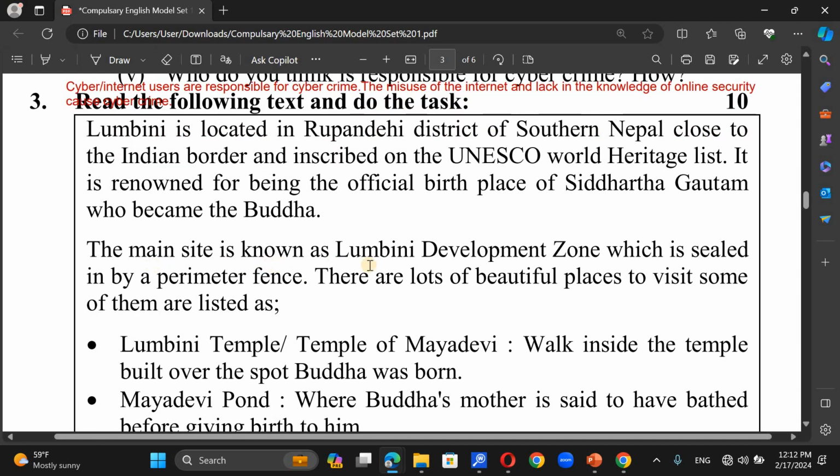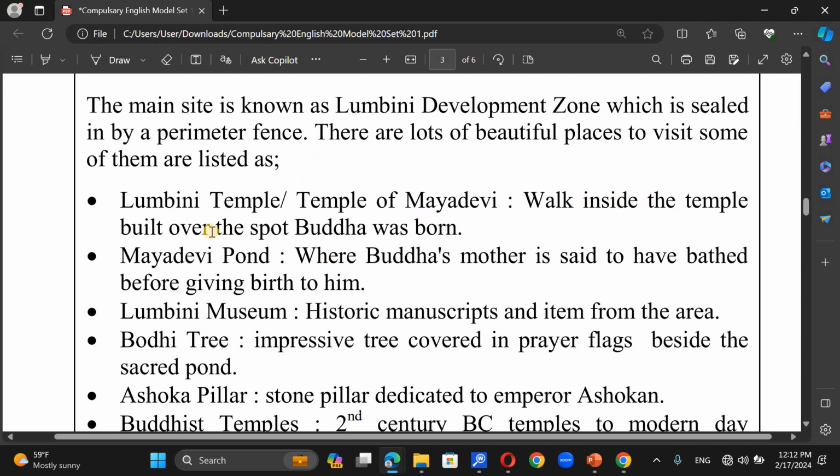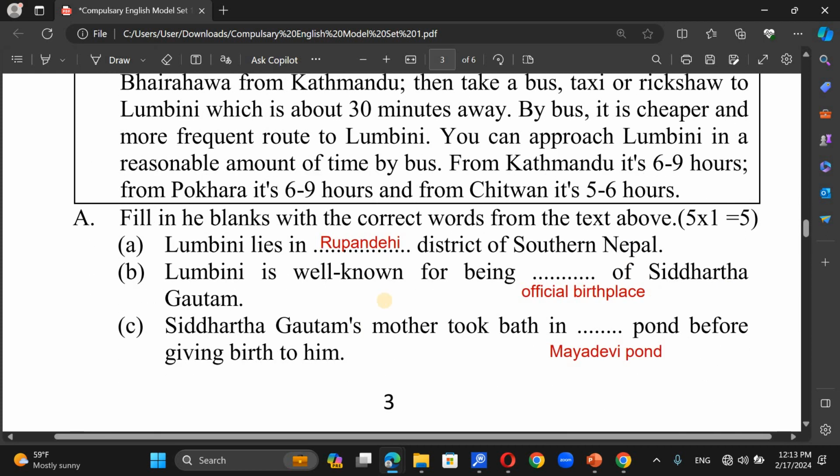The main site is known as Lumbini Development Zone, which is sealed in by a perimeter fence. There are lots of beautiful places to visit. Some of them are listed as Lumbini Temple or Temple of Mayadevi. Walk inside the temple built over the spot where Buddha was born. Mayadevi Temple, where Buddha's mother is said to have bathed before giving birth to him. Lumbini Museum, historic manuscripts about Siddhartha Gautama.